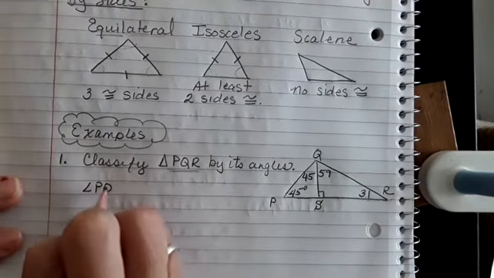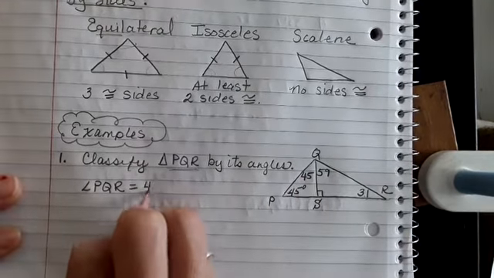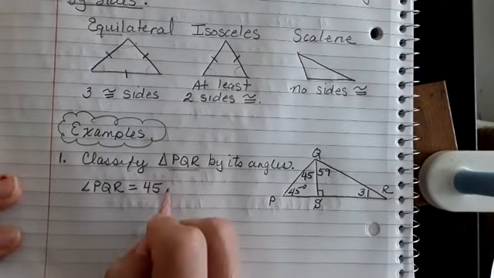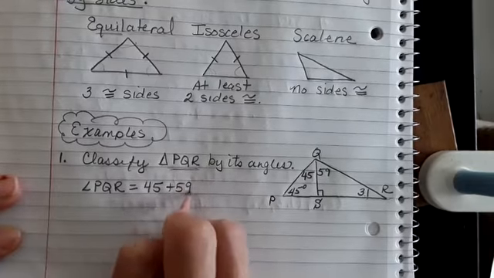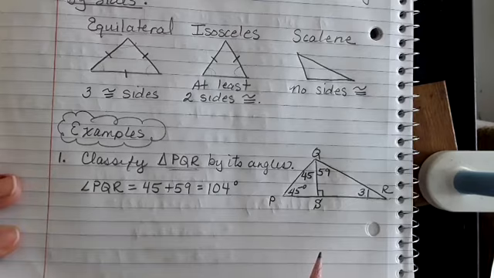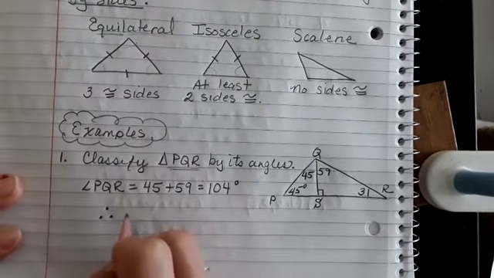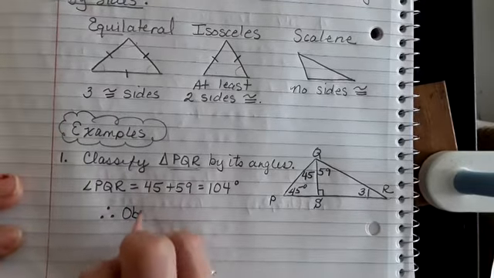They are both acute. So we need to find out what the third one is. So angle PQR, if we take a look at this angle right here, we know that that is 45 plus 59. And that gives us 104 degrees. If we are over 90, then we are obtuse. Therefore, we have an obtuse triangle.